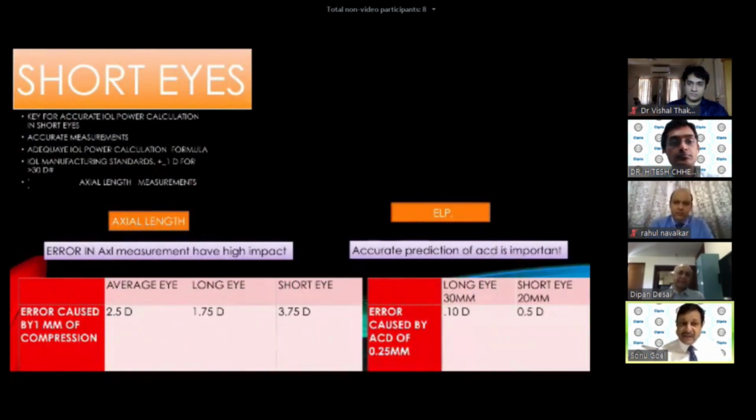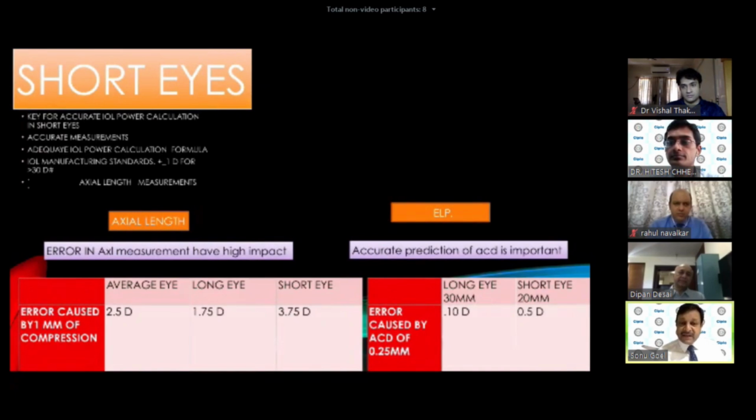Now, when you have a short eye, the key for accurate IOL power calculation in short eyes is an accurate measurement of the axial length and adequate IOL power calculation formulas. And believe me, the IOL manufacturing standards of plus minus 1 diopter fall into plus minus 1 diopter for powers more than 30. So even if you have a high power, still the chances of error become very high.